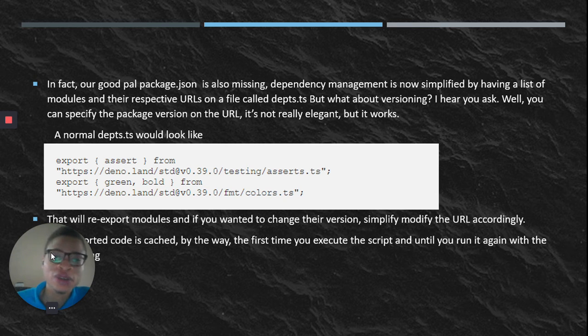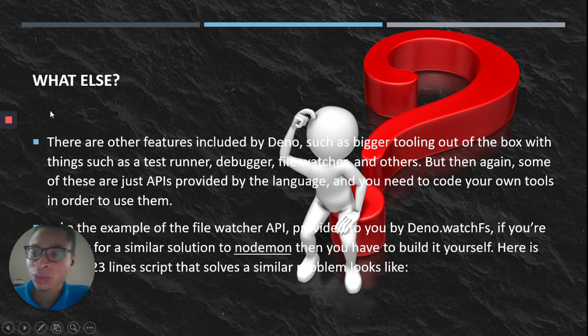Okay, so now take the example of the file watcher API provided to you by Deno. If you are looking for a similar solution to Nodemon, then you have to build it yourself. Here is what a 23-line script that solves a similar problem looks like.